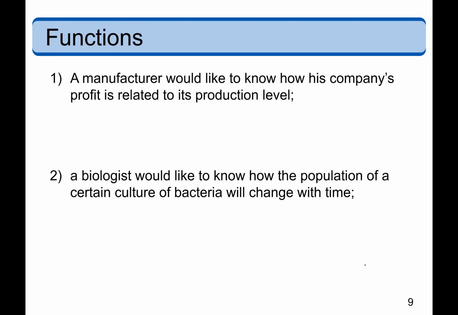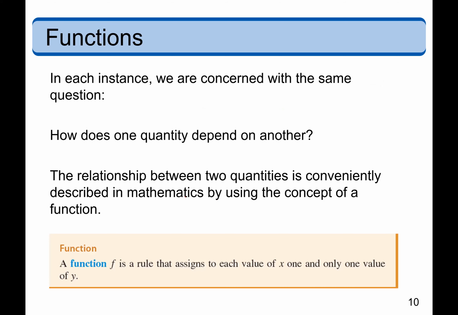So an example of this could be a manufacturer who would like to know how his company's profit is related to production level. So you try to model this using mathematical concepts. Another example could be a biologist who would like to know how the population of a certain culture of bacteria will develop over time. When the time changes, how does the bacteria change? So this is an idea of how you can model things using mathematical models.